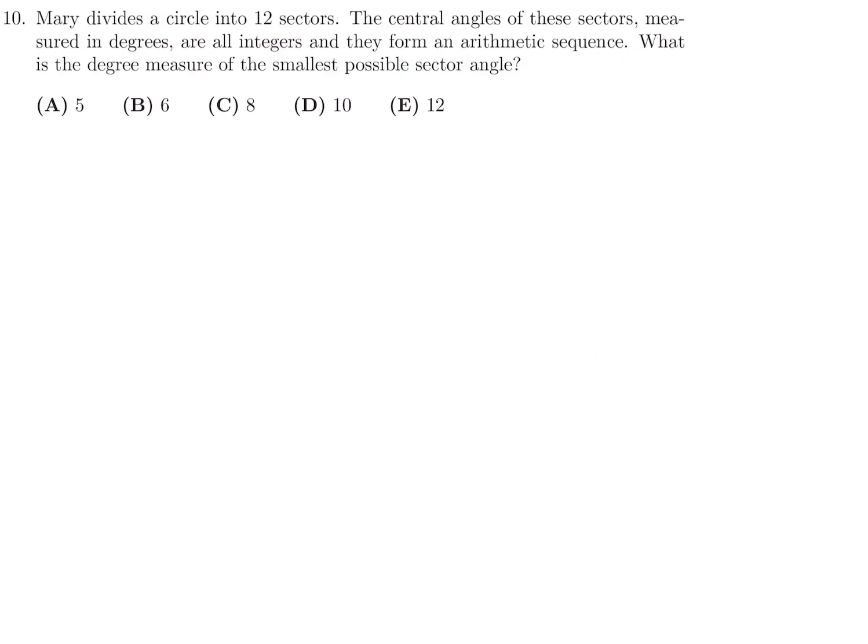Mary divides a circle into 12 sectors. The central angles of these sectors, measured in degrees, are all integers, and they form an arithmetic sequence. What is the degree measure of the smallest possible sector angle?